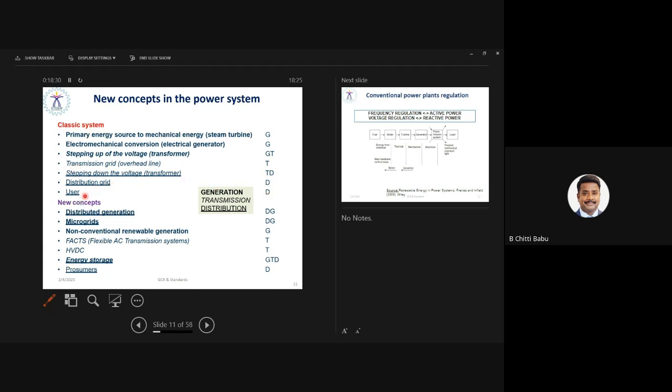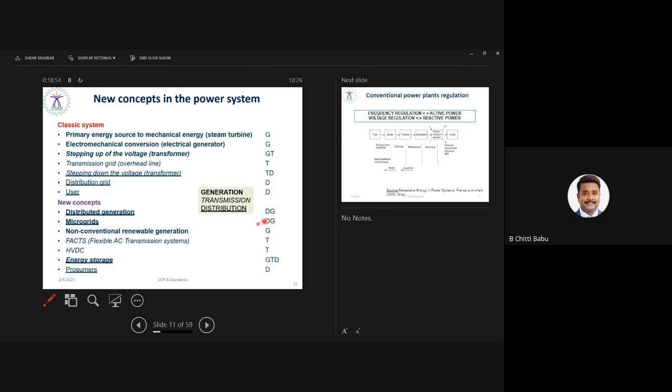Now, in the new concepts in the modern power system, the classical or primary energy source is being replaced with distributed generation, where G becomes DG. Distributed generation means renewable power generation systems combined with energy storage. Right, and the transmission line has become a part of the microgrid.